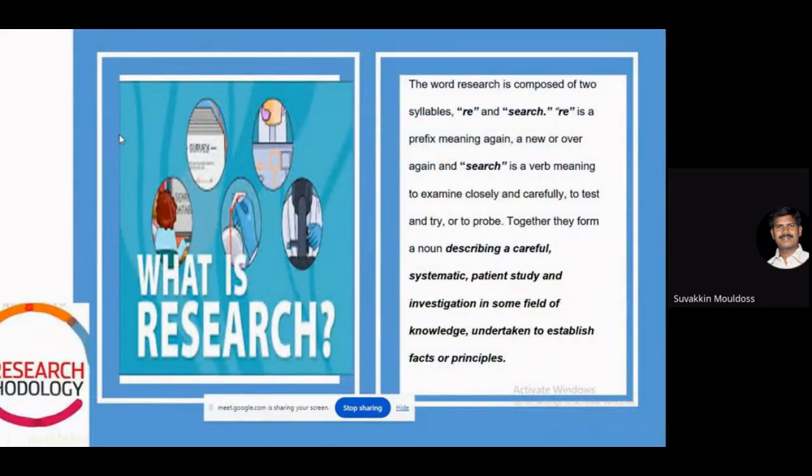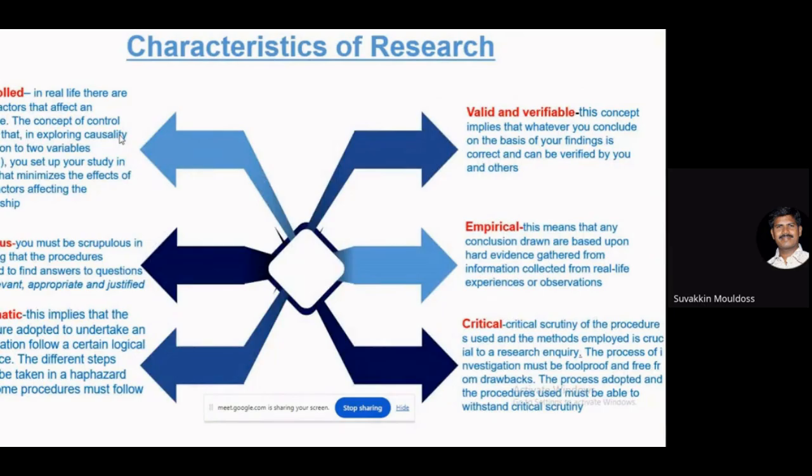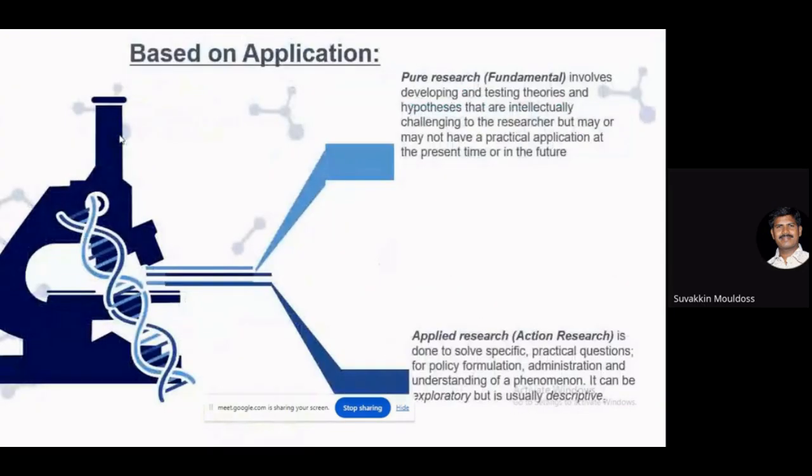Re is a prefix meaning again, anew or over again. And search is a verb meaning to examine closely and carefully, to test and try to probe. That is research. So we have to do something newly. We are finding out some new idea, new concept, something you do newly. That is called research. Research is used for finding out something new. Based on that, we have characteristics of research and types of research.